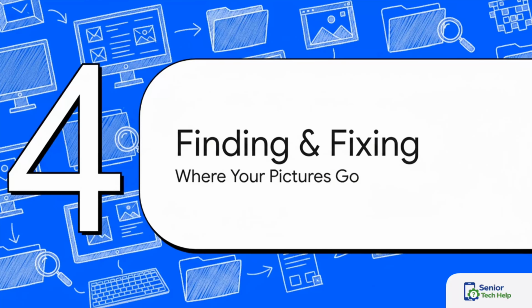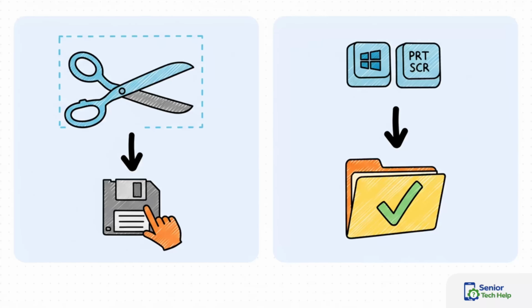All right, this brings us to probably the biggest question people have. Okay, I took the picture, but where did it go? And you know what? That can be a little confusing at first, so let's make this super clear. Where your picture gets saved all depends on which method you just used. So here's the deal. If you use that first method, the one with Windows, Shift, and S, you have to click that little pop-up in the corner and then tell the computer where to save the picture. You're in control of where it goes.